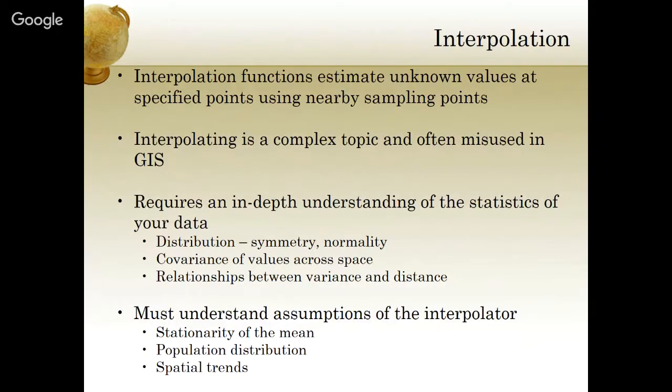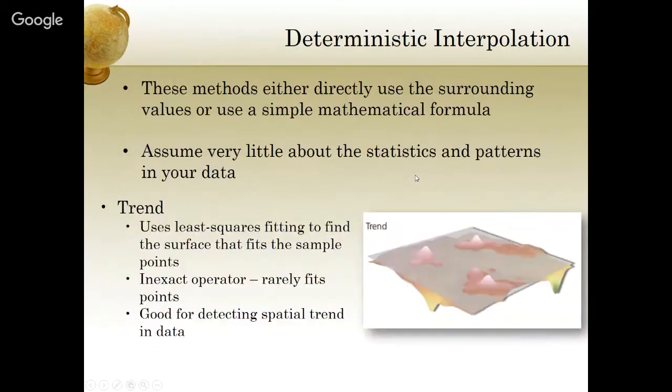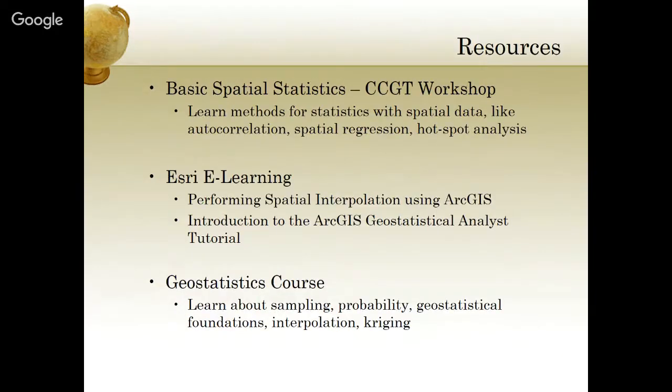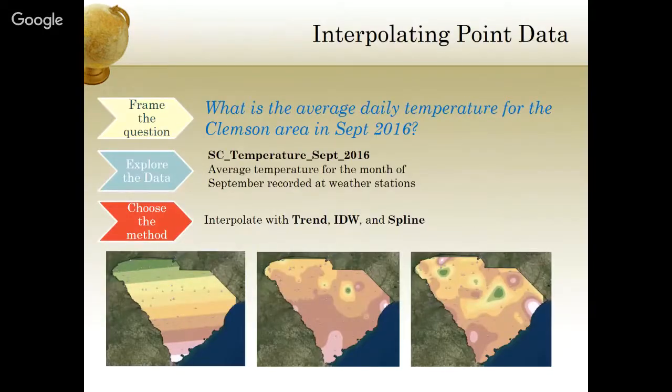Interpolation is where you are going to estimate unknown values between sampling points. So if you have sparse sampling locations, you're going to estimate values between them using some sort of interpolation method. And so we use a few different interpolation schemes to estimate temperature distributions over South Carolina.